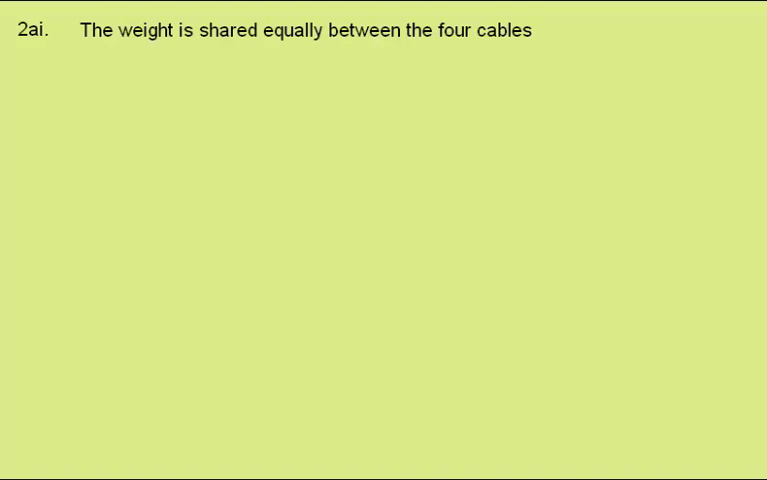Well, the weight will be shared equally between the 4 cables. So the tension is equal to the weight of the container, which is mg, over 4, as there are 4 cables. The mass was 22,000 kilograms, the gravitational field strength 9.81 newtons per kilogram, giving a tension of 5.4 times 10 to the 4 newtons.